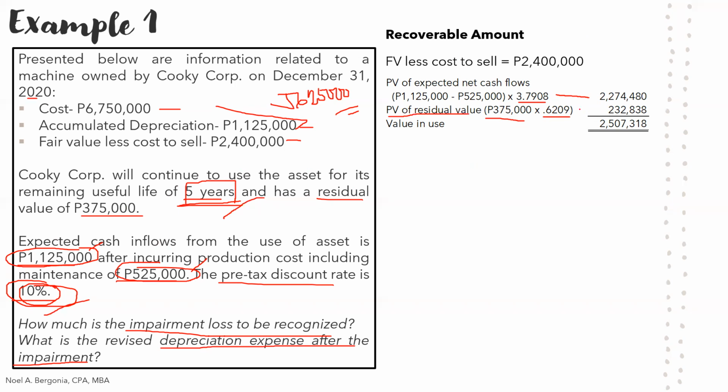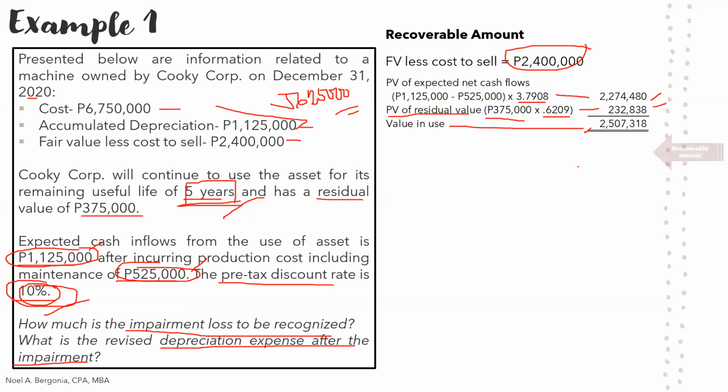So the present value of such was 232,838. Okay, so adding the two present values, then the value in use po natin was 2,507,318. Okay, so right now, we have the fair value less cost to sell and the value in use. So whichever is the higher. Okay, so alin po ang recoverable amount?